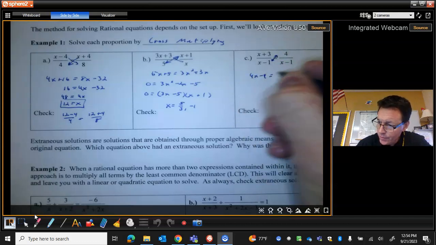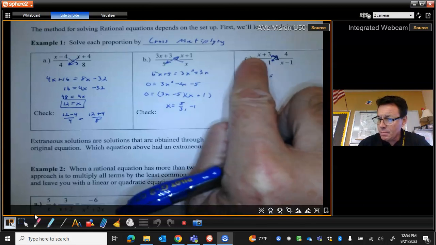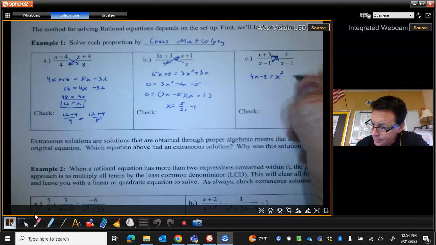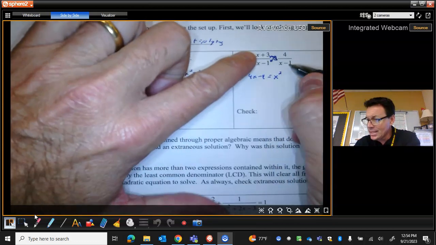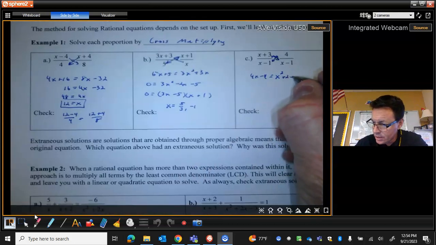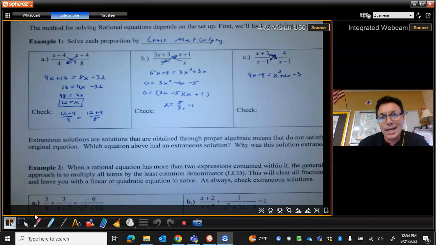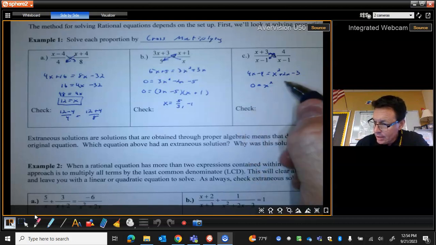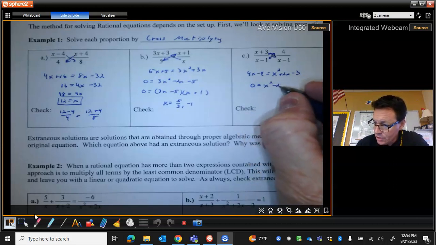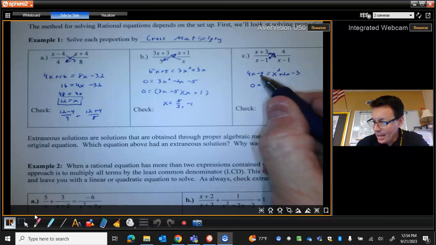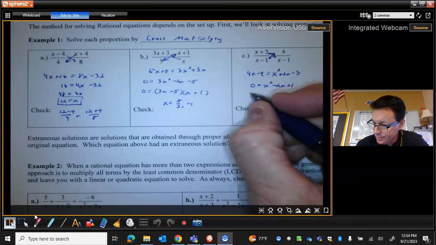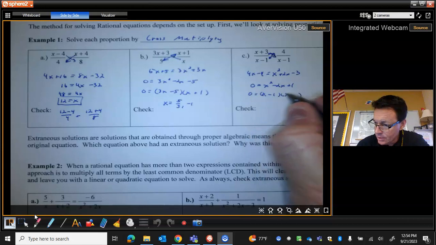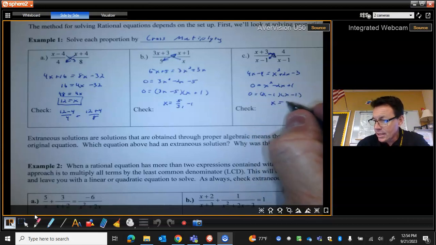4x minus 4. But the other direction, this is a binomial times a binomial, so I need to FOIL that out. So x squared, let's see, it's going to be minus x plus 3x, so that's plus 2x, and then minus 3. So again, I have a quadratic. I need to move everything to one side. X squared. Let's see, I have a 2x. If I subtract 4x, I'm going to get minus 2x. And then if I add 4 to the other side, I'm going to get a plus 1. x minus 1. So x equals 1.